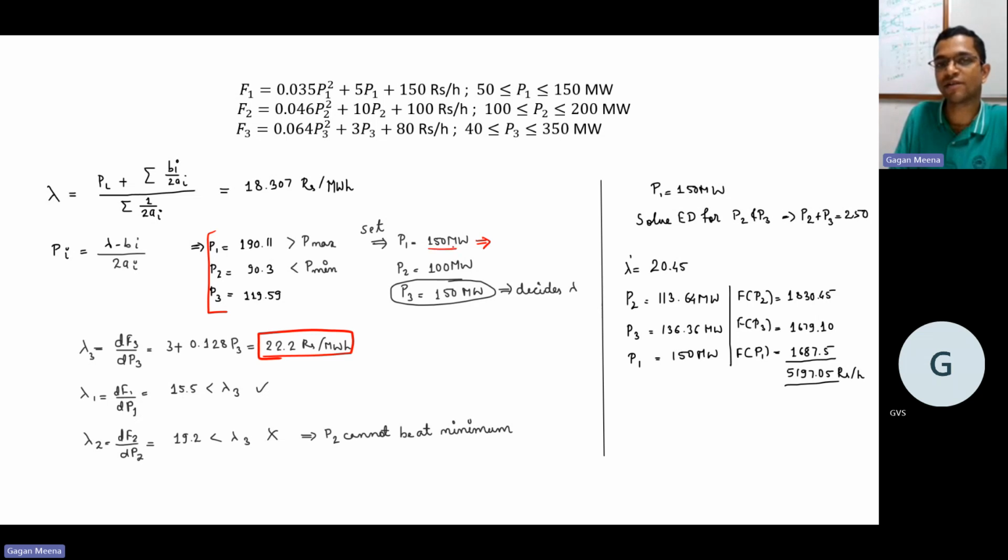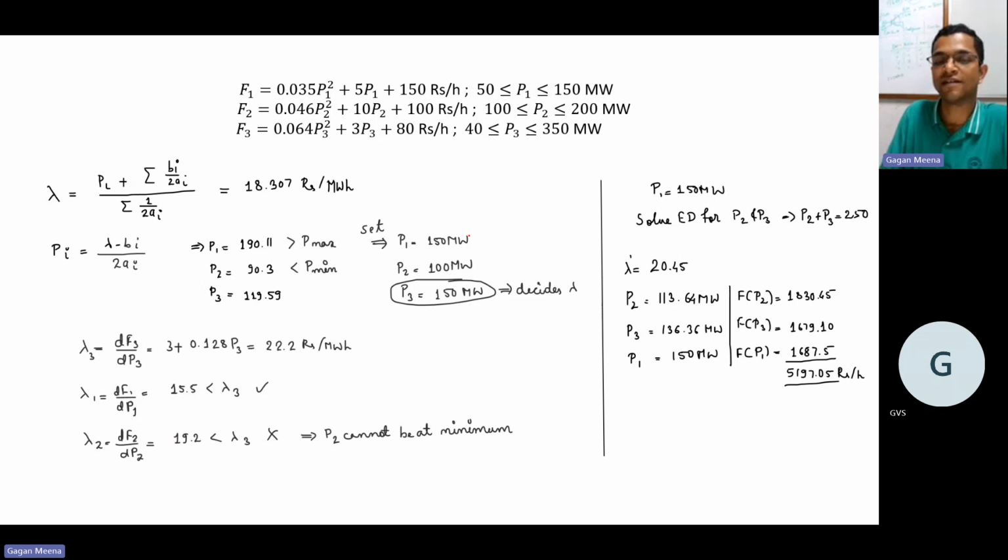For P1 equals 150, what is the incremental cost of P1? And for P2, what is the incremental cost? For P1, it is less than lambda 3, so this is correct. But for P2, it should be more than lambda 3 because it is costlier. But it is coming out to be less than lambda 3. That means P2 is not at its minimum. Our assumption was not correct.